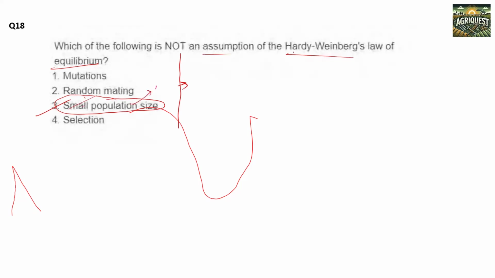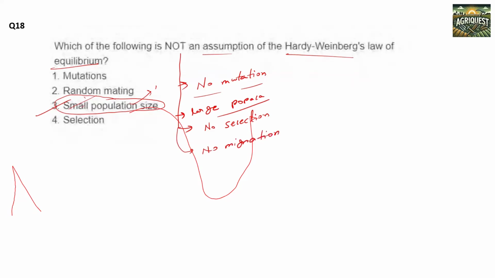So what are the assumptions of the Hardy-Weinberg law? No mutation. Population should be large in nature. No mutation, no selection, no migration. It means all the natural factors should not be present in the Hardy-Weinberg population, and the population should be large enough. So the third option is correct.